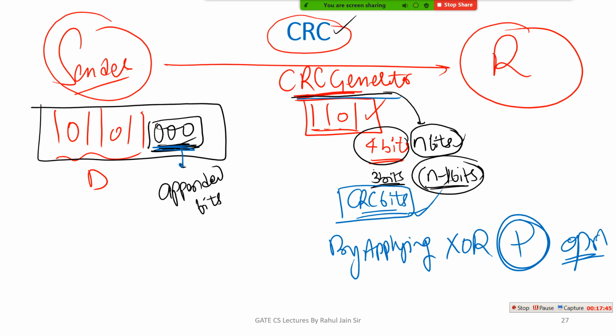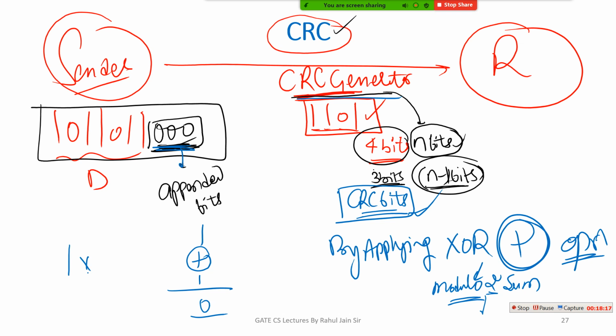How to apply XOR, guys? XOR is also called modulo 2 sum. What does it mean? Modulo 2 sum means add the 2 bits and then divide by 2. Suppose 1 XOR 1. Add these 2. What is 1 plus 1? 1 plus 1 is 2. Divide it by 2. What do I get? The remainder is 0. So the result of 1 XOR 1 is 0. 1 XOR 0: the result is 1 plus 0, which is 1.